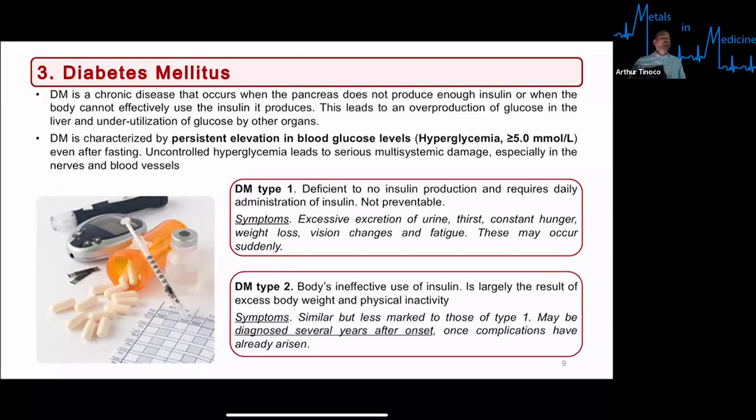You have the other classical depiction of diabetes, which is type 2, which is basically that the body is able to produce insulin, but it's unable to effectively use it. So there's a resistance to the insulin that's produced. And it is largely the result of excessive body weight and physical inactivity. So the symptoms are similar to type 1, but are generally less marked than those seen in type 1. And the actual diagnosis of the disease can come years after it actually arises in the body, just because the symptoms are not as pronounced as they are in type 1.